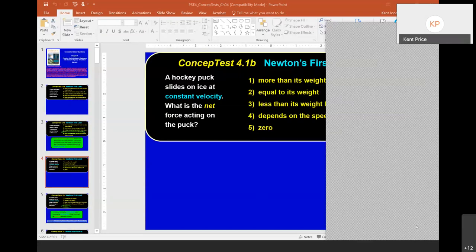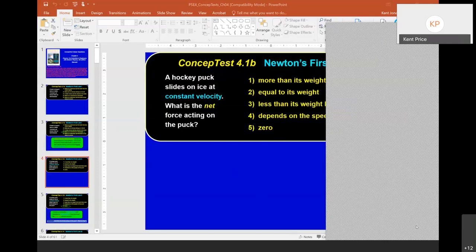Right, well, the key phrase in this one is actually highlighted. It's constant velocity. I was telling the people that were in my office this morning, constant velocity is one of those code words that should make a little light come on when you see it in a conceptual question, because constant velocity by definition means the acceleration is zero. And if the acceleration is zero, that means that the net force is zero.